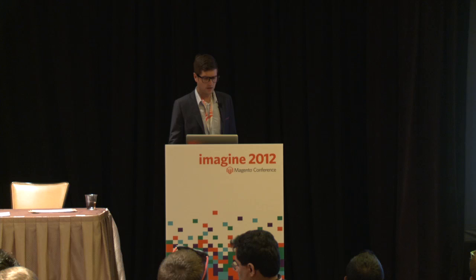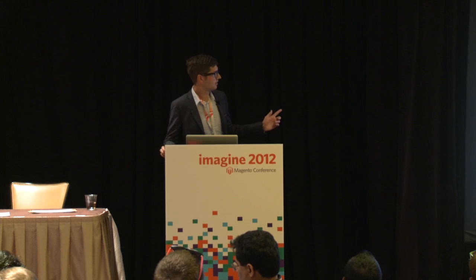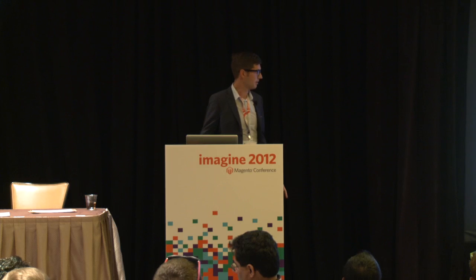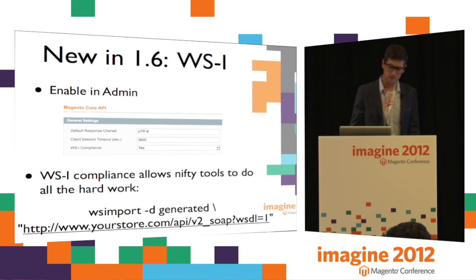So WSI in 1.6 enables that. There's a new setting in the back end, the Magento Core API settings. You basically turn on the WSI compliance, and that makes it really, really easy to use something like this web service import tool, which is bundled with the JAX libraries if you're familiar with Java. You just run that, it generates all of the class files, compiles them, and you're ready to start calling the APIs, just like you would call local methods on Java objects.